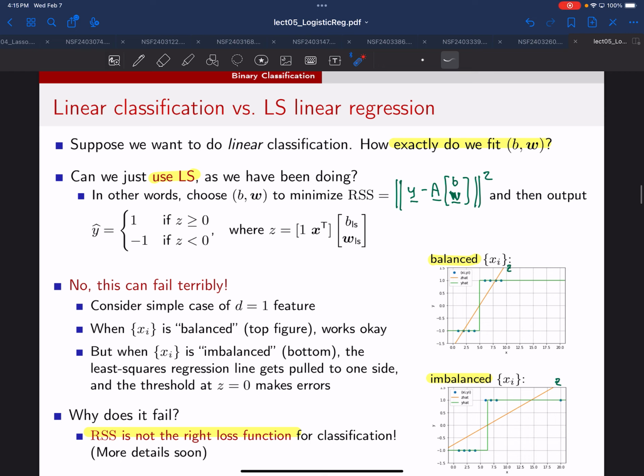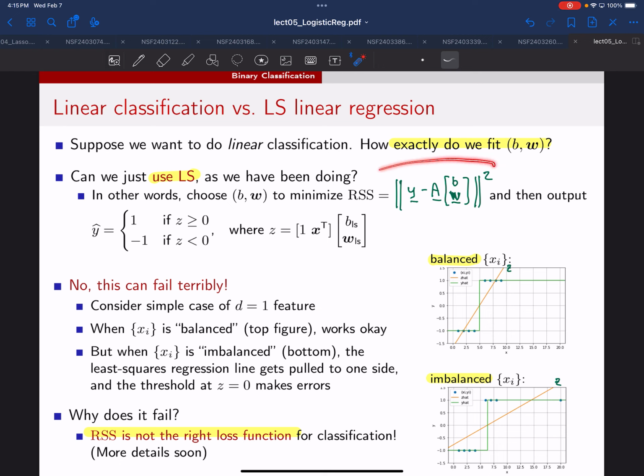And then the next big question was, how do we fit the coefficients in our model? So we have this intercept, and we have the slope coefficients, W. And we said, what if we just used least squares fitting, where we plug in for the targets the binary training labels?